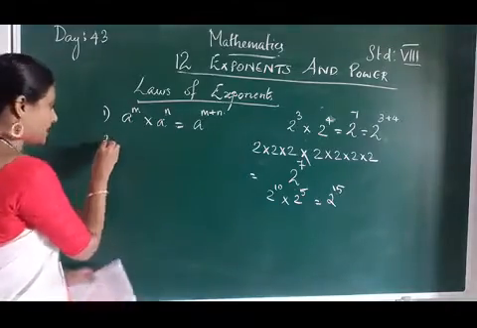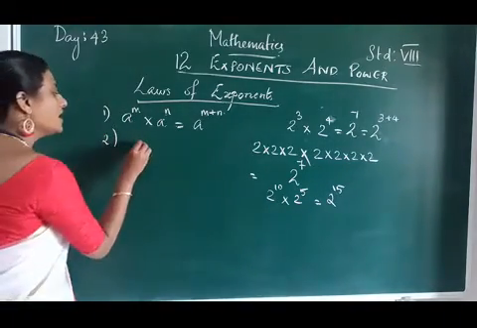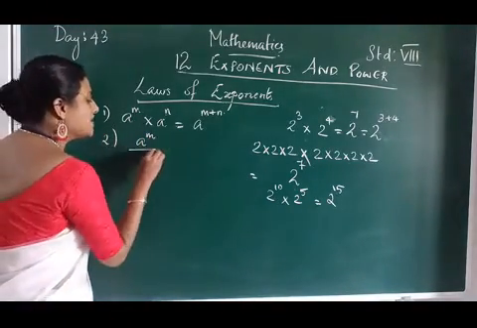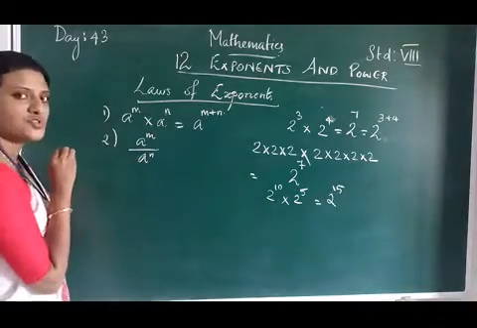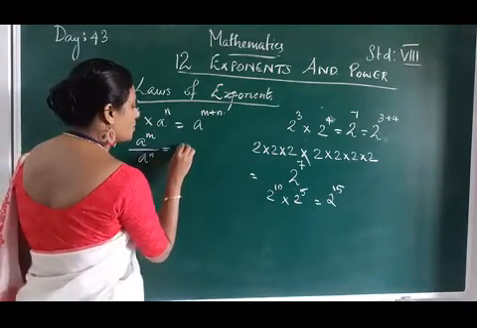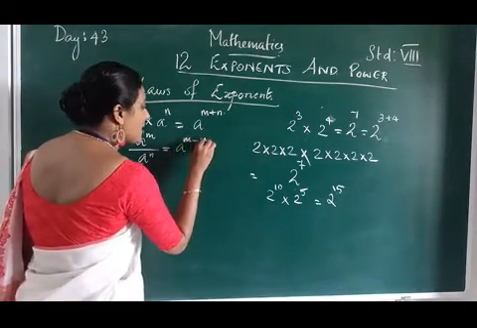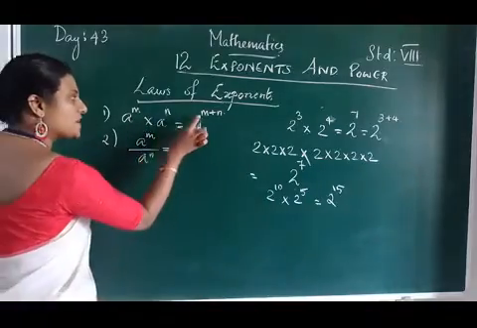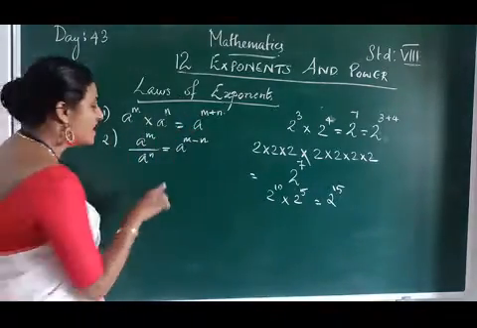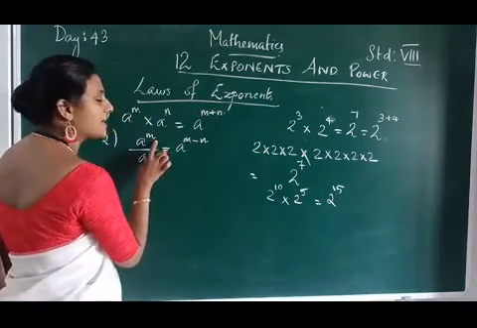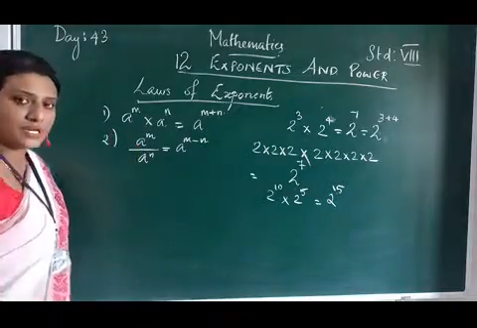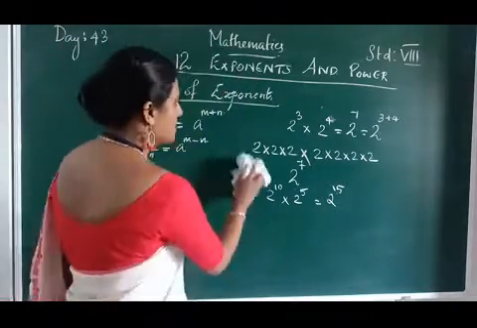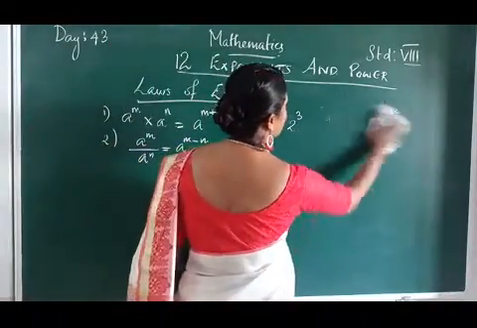Understood? Second one, a raised to m divided by a raised to n is equal to a raised to m minus n. If it is multiplication, add the powers; if it is division, subtract the second number's power from the first number's power. We can use the same example here.